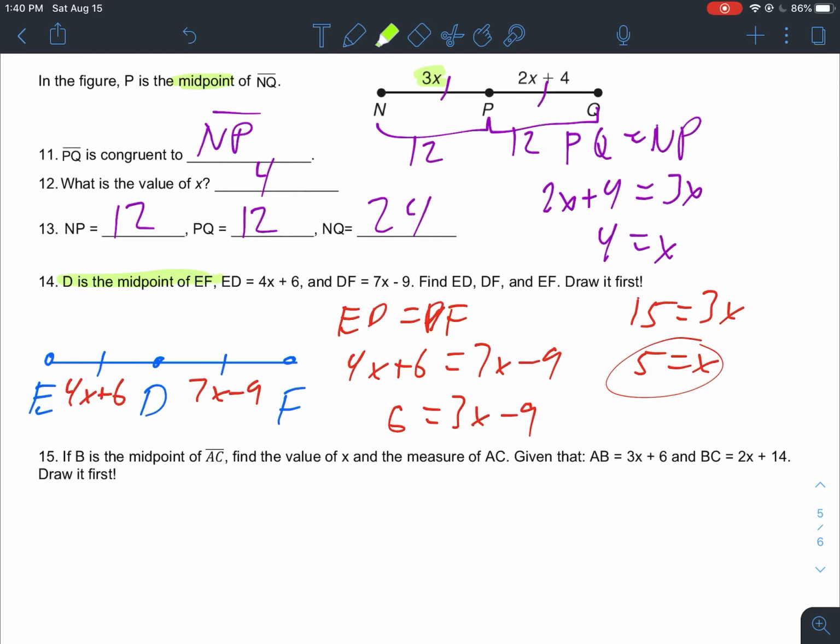Now the question says, find all these measures. No problem. Take our 5 and plug it back into either of these. 4 times 5 plus 6, ED is 26, which means DF is also 26. And then EF is 26 plus 26, or 52.